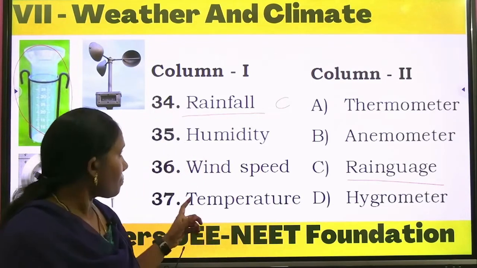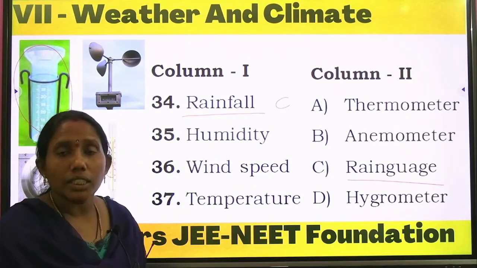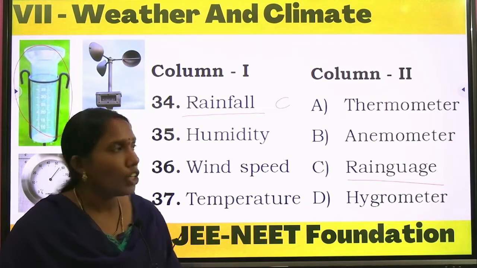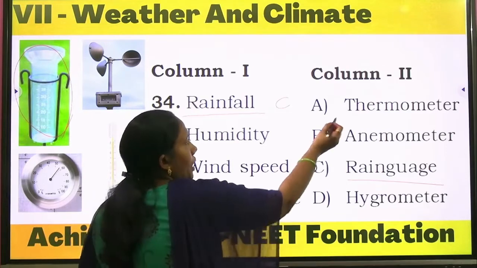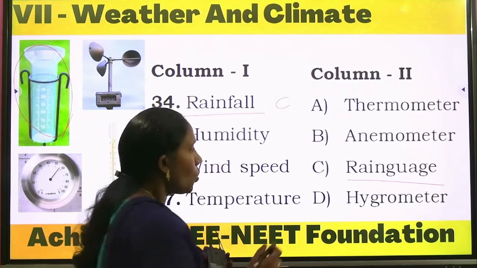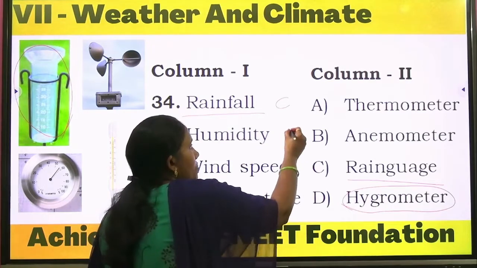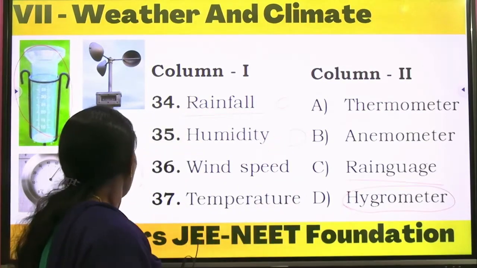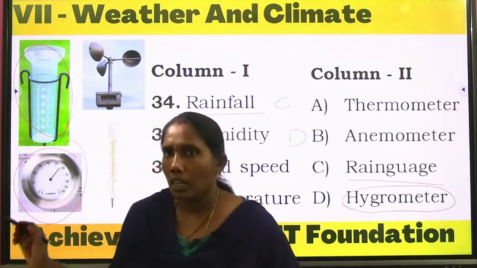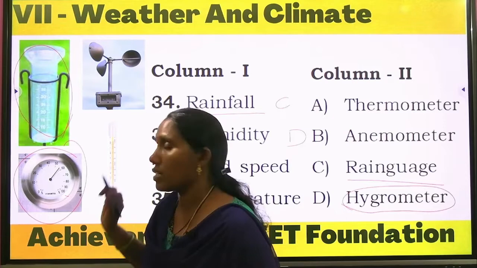Okay. Now come to the next one. Next one is humidity. Humidity is nothing but the amount of moisture present in the atmosphere. Thermometer is used to measure the temperature. Anemometer is used to measure the wind speed. So the correct answer for this question is hygrometer. So humidity is measured with a hygrometer. See, this is the hygrometer's picture. The hygrometer will be like this. This hygrometer we use to measure the humidity.